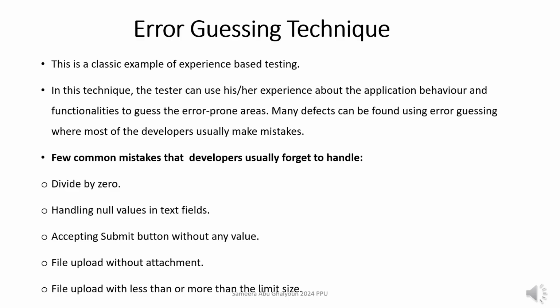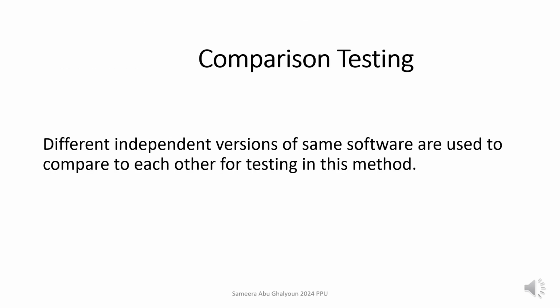1. Divide by 0. 2. Handling null values in text fields. 3. Accepting submit button without any value. 4. File upload without attachment. 5. File upload with less than or more than the limit size. Techniques of black box testing.